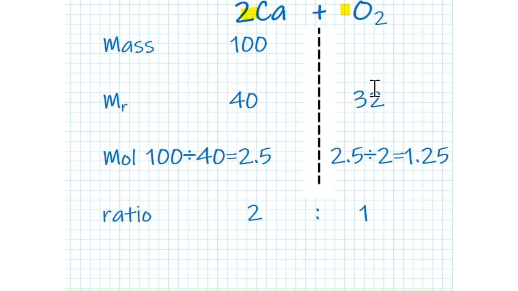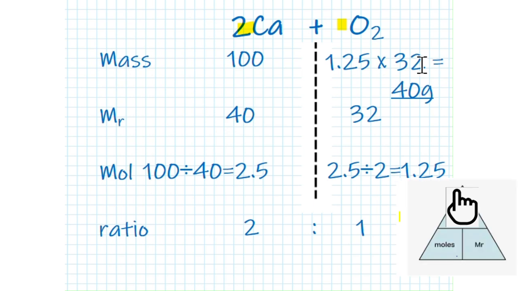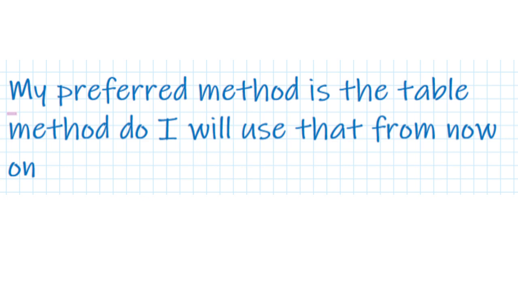We can put in the Mr for oxygen. That's 32 because it's an O2 molecule, remember? And now all we need to do is Mr moles with the mass on its head again. This time we're working out the mass, so it's moles times Mr. 1.25 times 32, 40 grams.